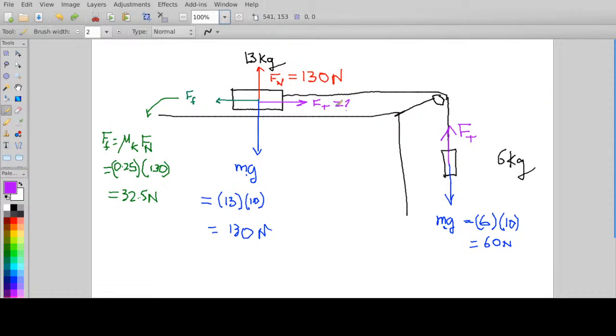But again, if we don't know this FT, we don't know that FT either. We don't know either of them. If you say it's equal to the 60 newtons, that would be wrong, because then the system wouldn't accelerate at all. If this is 60 and that's 60, they would cancel and there'd be no force accelerating anything. So that's not right. Okay, so there we go.